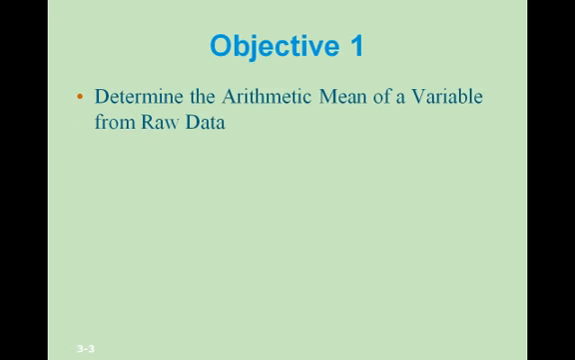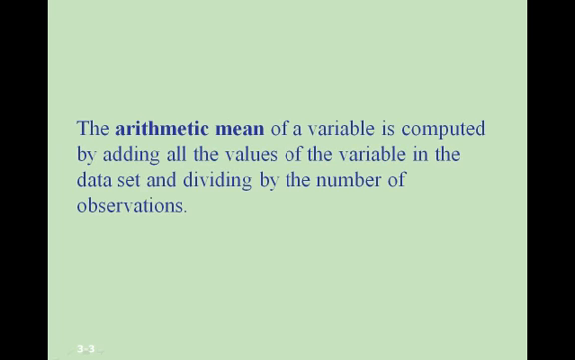Objective 1, we want to determine the arithmetic mean of a variable from raw data. The arithmetic mean of a variable is computed by adding all the values of the variable in the dataset and dividing by the number of observations.